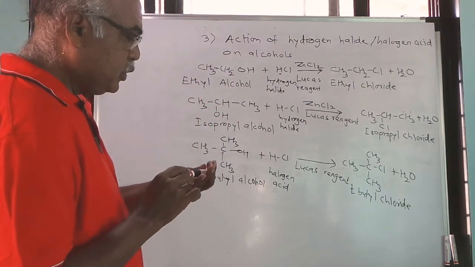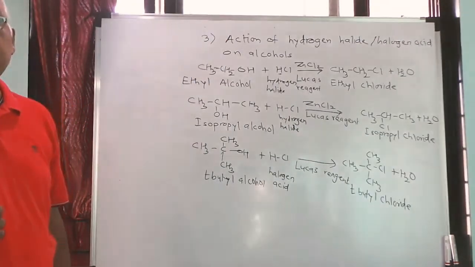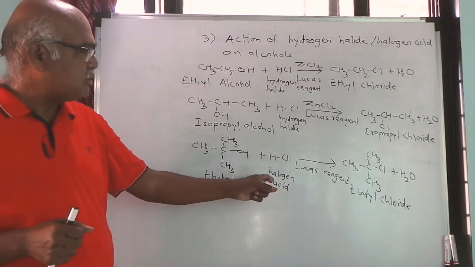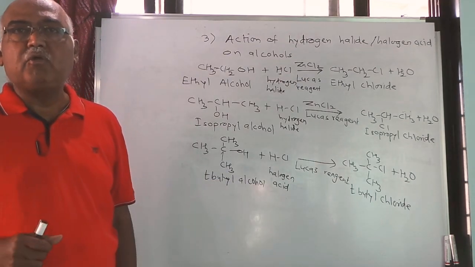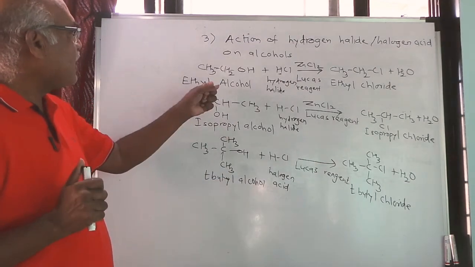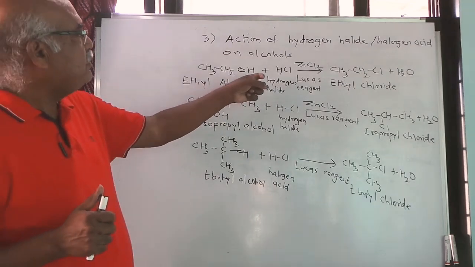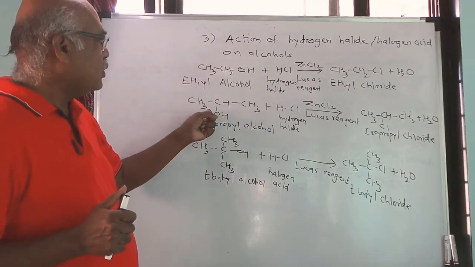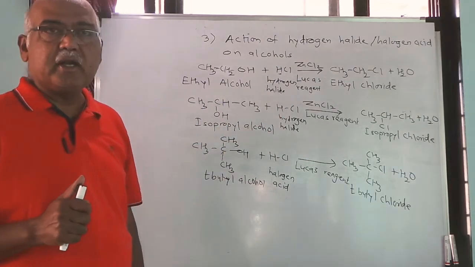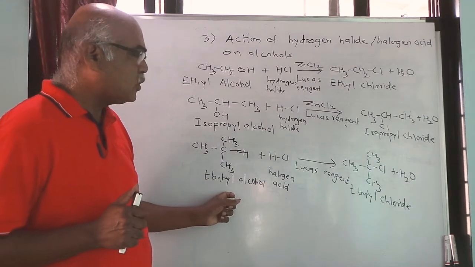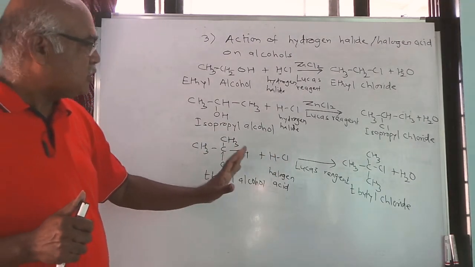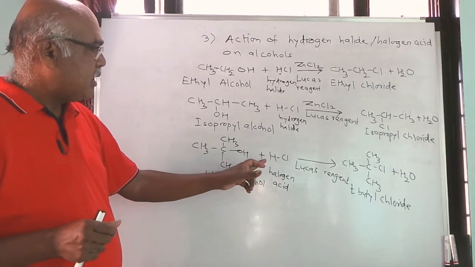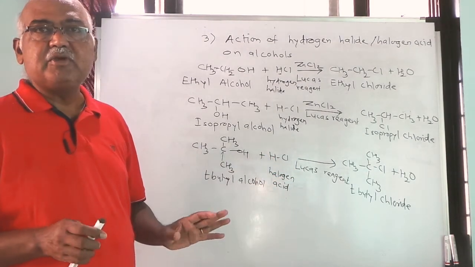When we take hydrogen halide, that means it will be pure and dry, that means concentrated. And when I take halogen acid, this will be diluted with water. That means for primary alcohols, we require pure and dry hydrogen chloride as a gas. In secondary alcohol, again we require pure and dry hydrogen chloride as a gas. And for tertiary alcohol, it is not necessary that you should have pure and dry hydrogen chloride gas. So the aqueous solution will be sufficient.